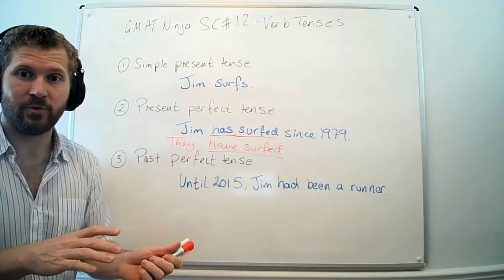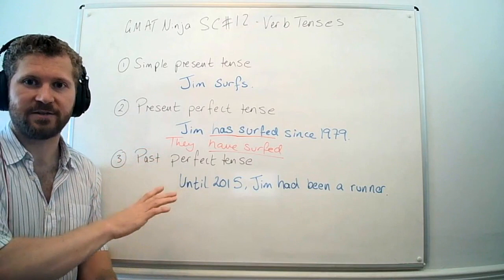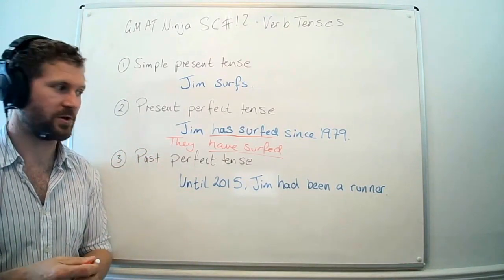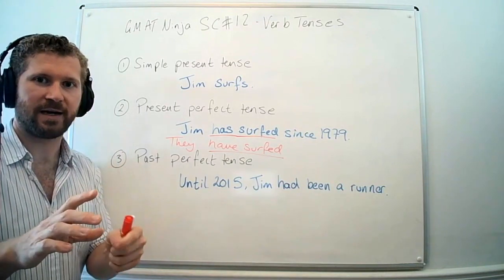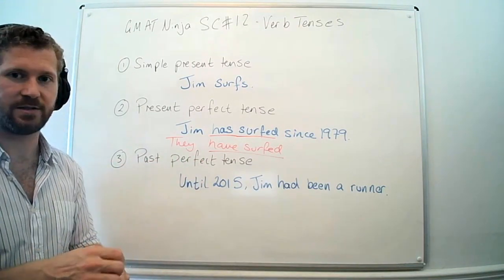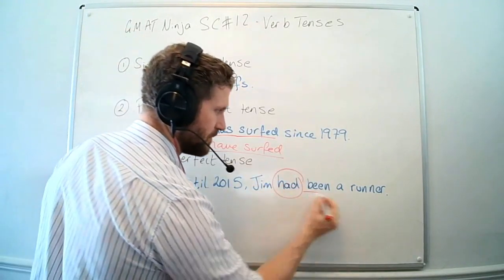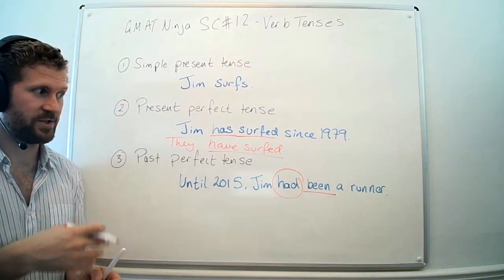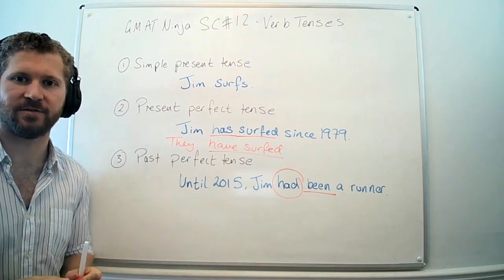Now, the one where there is a little bit more work is the past perfect tense. For now, I'm just going to show you how to identify it, and then we're going to come back in a second and look at how to decide whether it's being used right or wrong. So the past perfect tense indicates an event that started in the past and stopped at some other point in the past, so it does not continue into the present. The way you can identify this tense is by the use of had followed by another past tense verb. In this case, until 2015, Jim had been a runner. That had been is your indication that we're using the past perfect here.